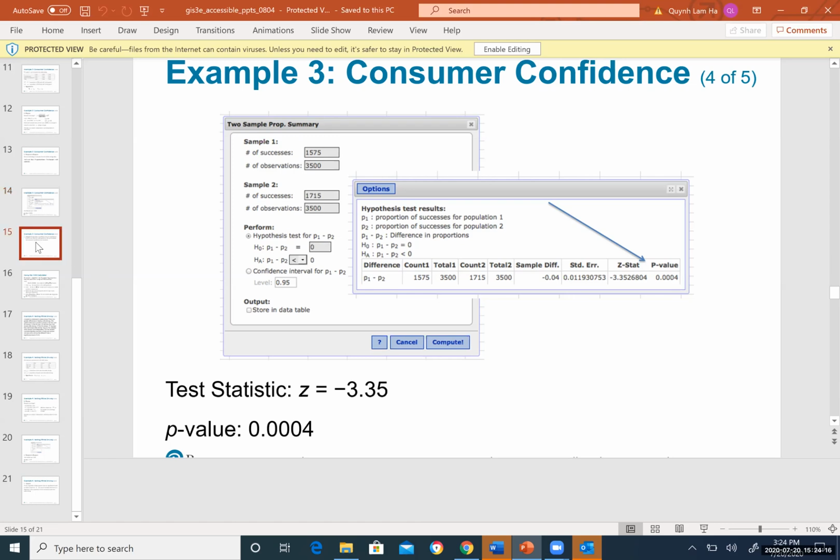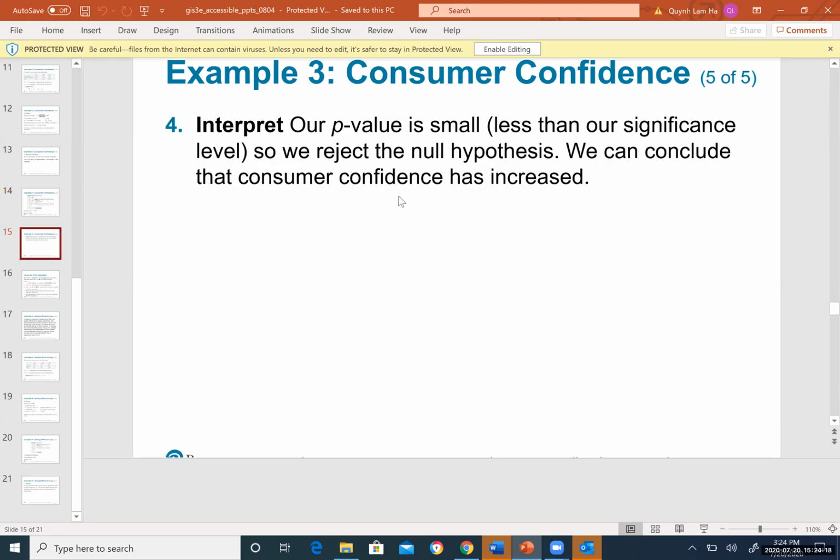Okay, so let's do another example. Since it's less than alpha, we reject the null hypothesis. So we conclude that the consumer confidence has increased. That is a bit confusing to me.